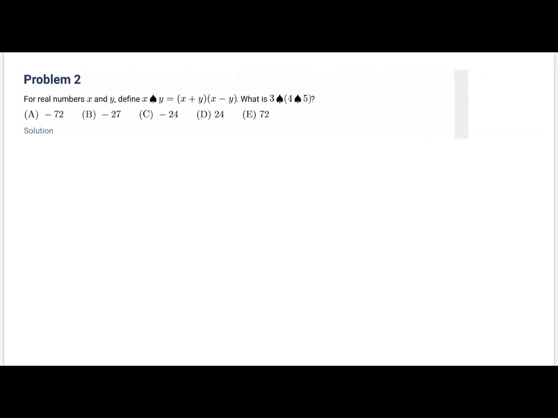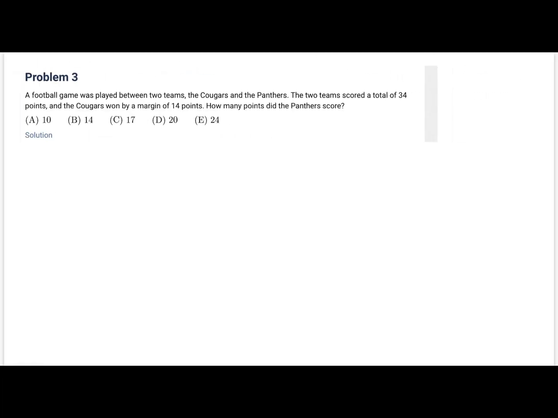And problem 2, for real numbers x and y, define x spade y equals (x + y)(x - y). This is actually x squared minus y squared. 3 spade (4 spade 5). So 4 spade 5 is 16 minus 25, so it's minus 9. And then 3 spade minus 9 is 9 minus 81, which is minus 72. This is A.